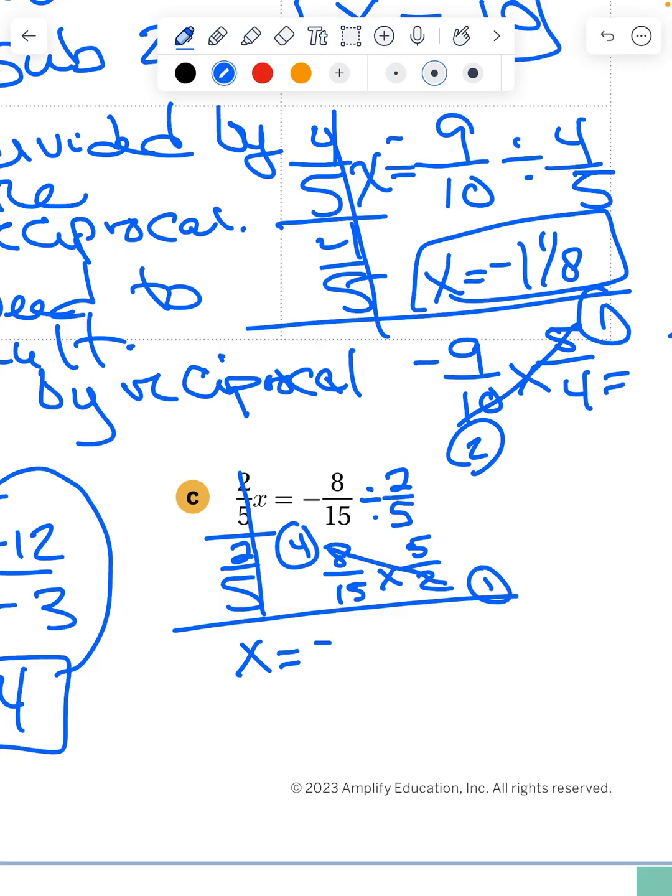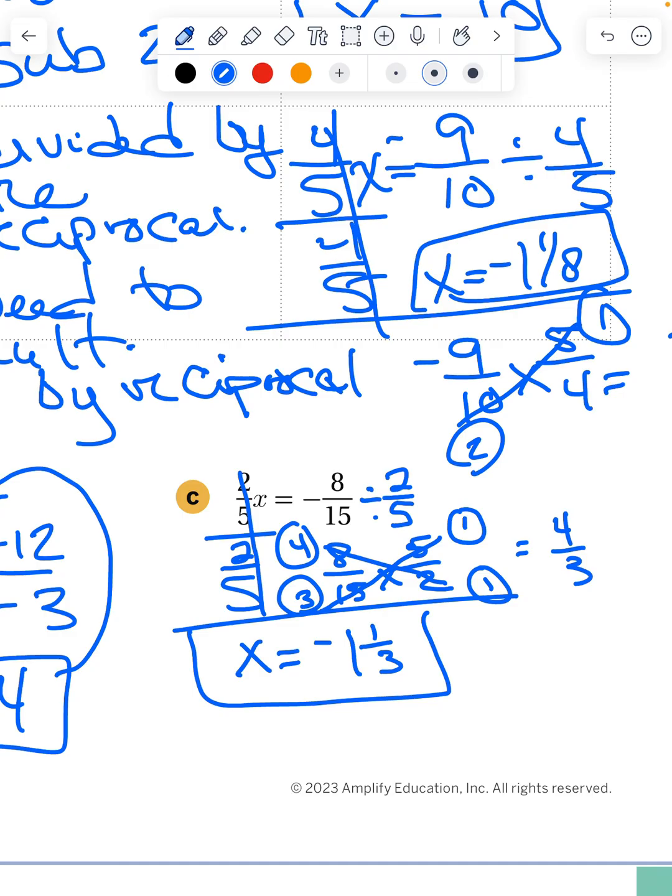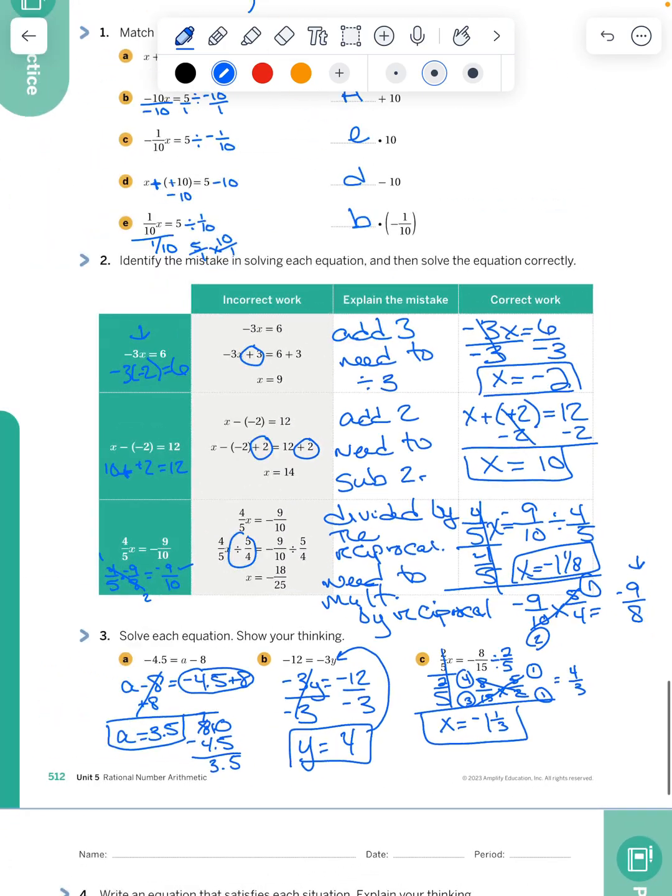I can cross cancel. 2 goes into 2 once and into 8 4 times. 5 goes into 5 once and into 15 3 times. So when I multiply straight across, I have 4/3 or 1 1/3. And again, it is negative.